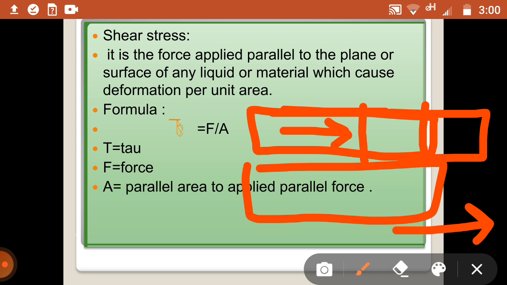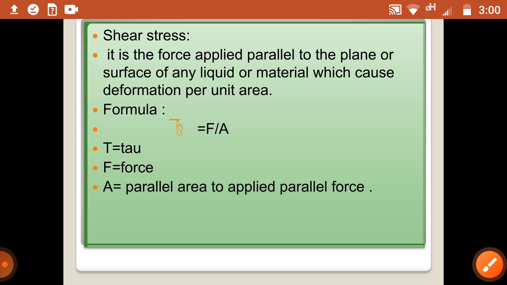We can write or denote it as F over A. So what is F in this formula? F is the force and A is the area parallel to the applied force. It is the force required to displace the parallel layers of water, or parallel layers of any liquid.